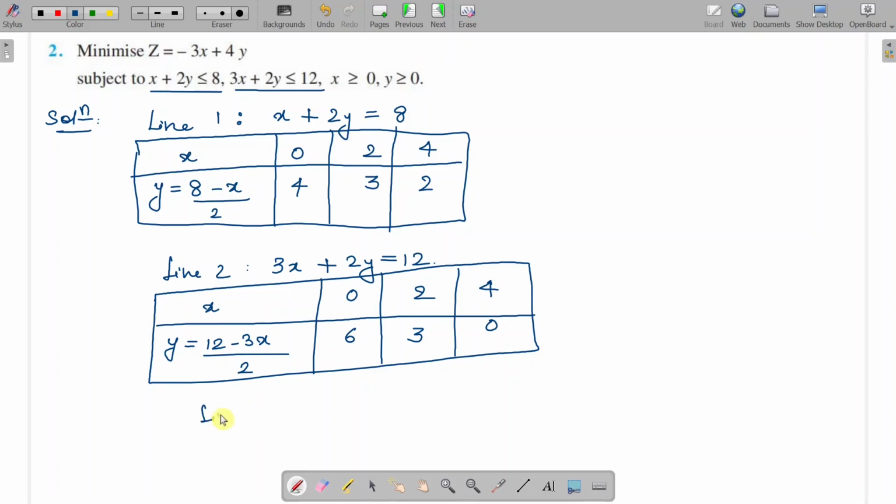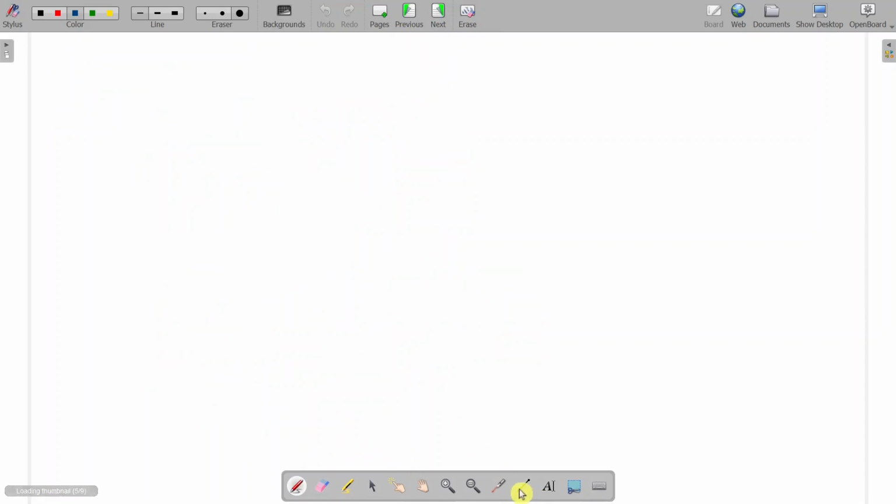Now let us take line 3. So that is corresponding to this inequality. So that is x equal to 0, and line 4 is corresponding to this inequality. So that is y equal to 0. Okay. Let us plot these lines now.